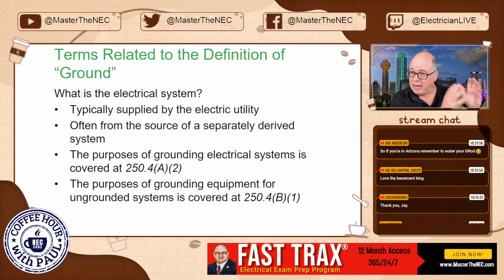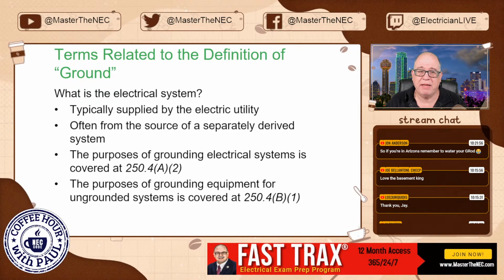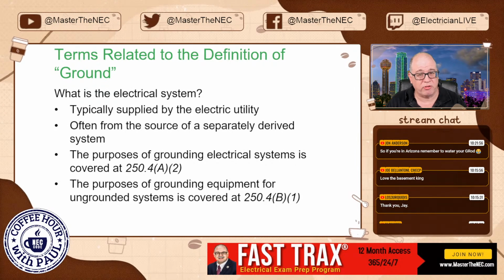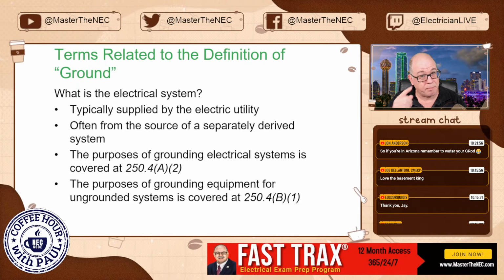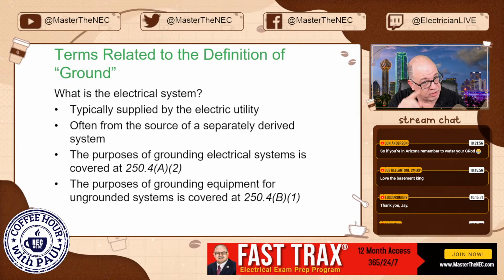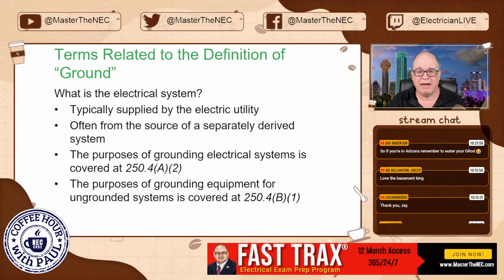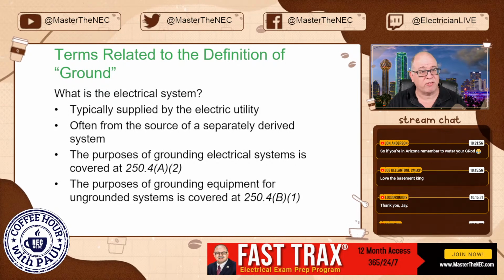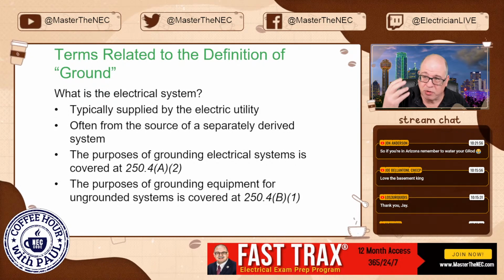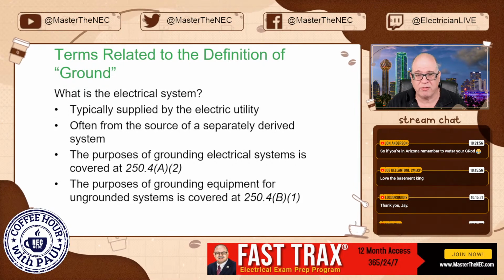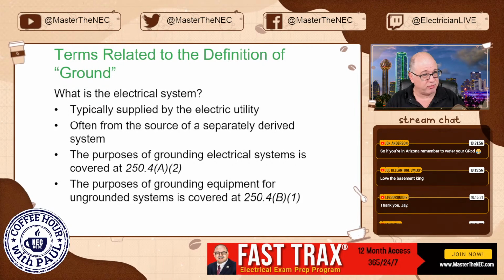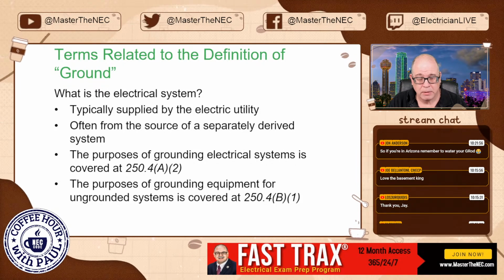So anyway, supplied by the utility. But in many cases, what? We have sources that are supplied by separately derived systems. A generator, depending on how you switch the transfer, can be a separately derived system. Transformers, except for autotransformers, normal transformers stepping up or dropping down voltage, would be separately derived systems. We have a definition of what a separately derived system is in Article 100, okay?